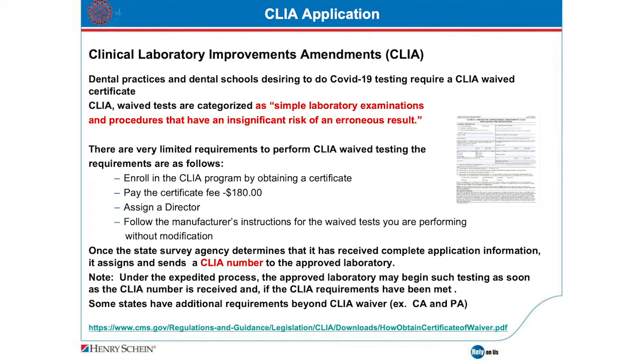Once you've applied for CLIA waived certificate, then you're going to get a number in the email that allows you to do testing. Typically, this is a several-month process. And with the expedited process under the pandemic, now states are issuing CLIA waived certificates within 10 days to 2 weeks. So it is a faster process. And again, once you have your CLIA number and you've paid your fee, you can begin testing on site.